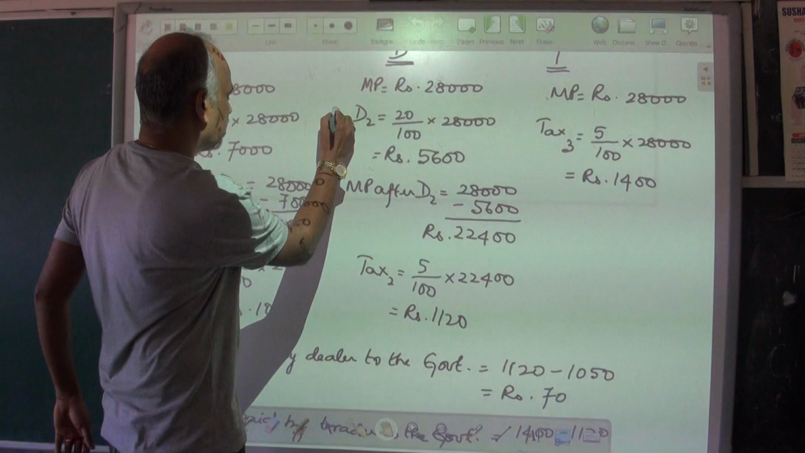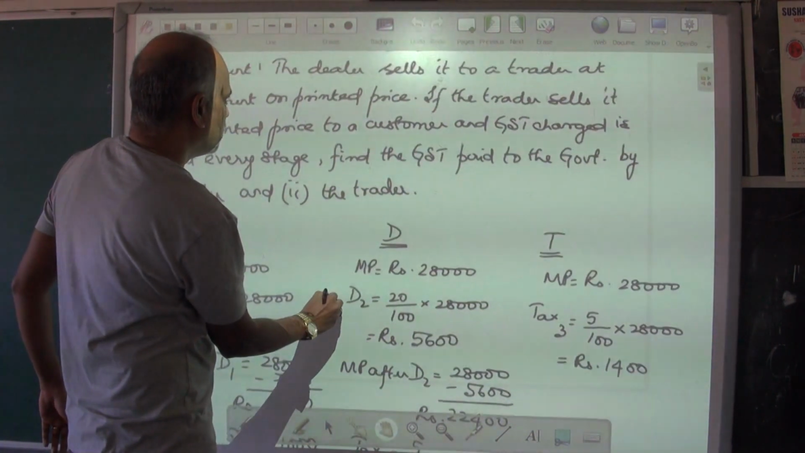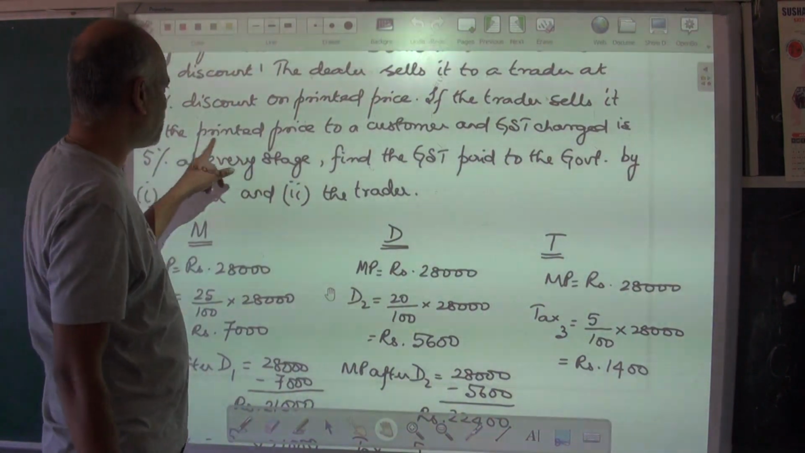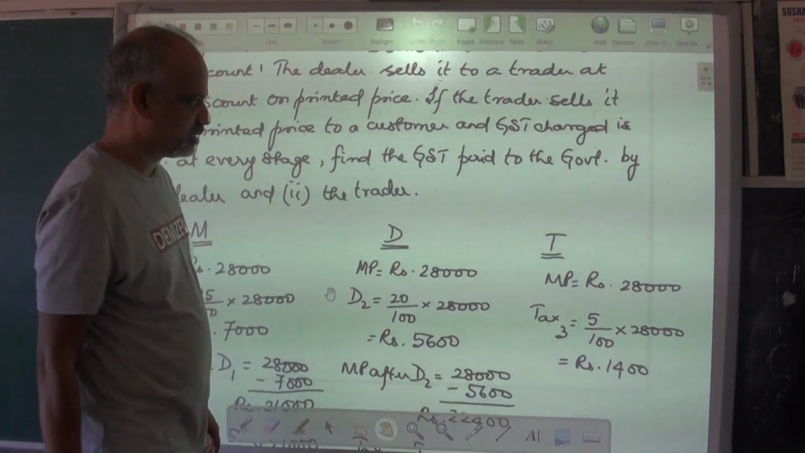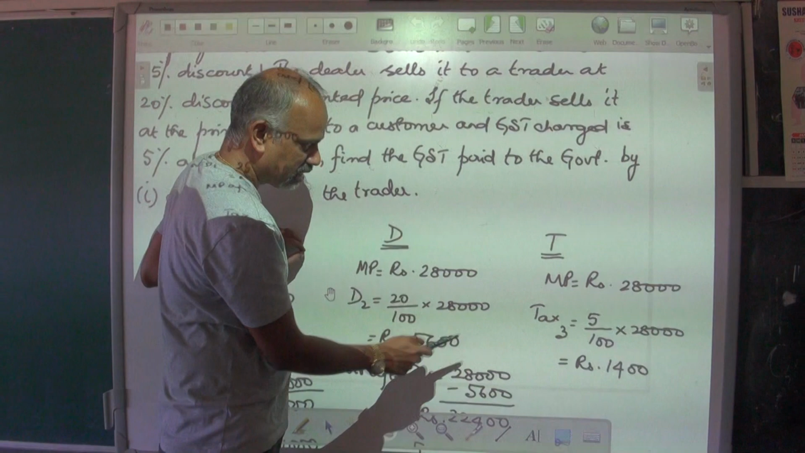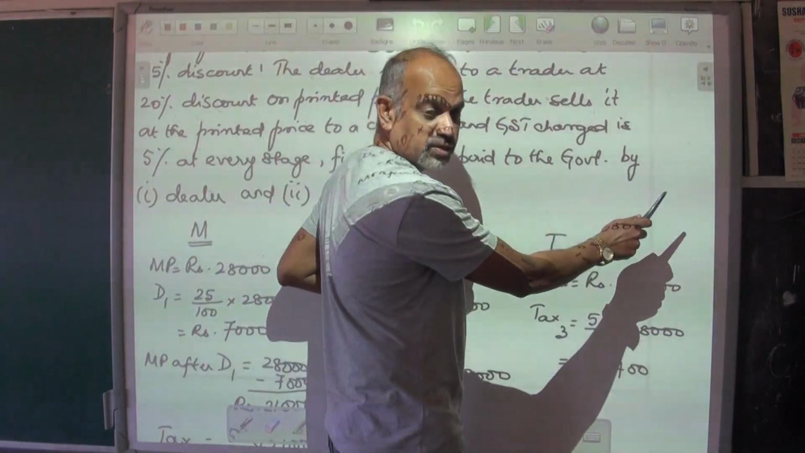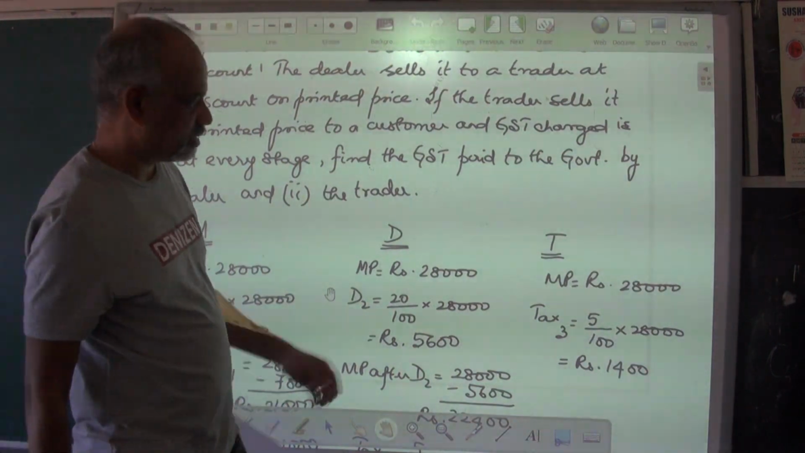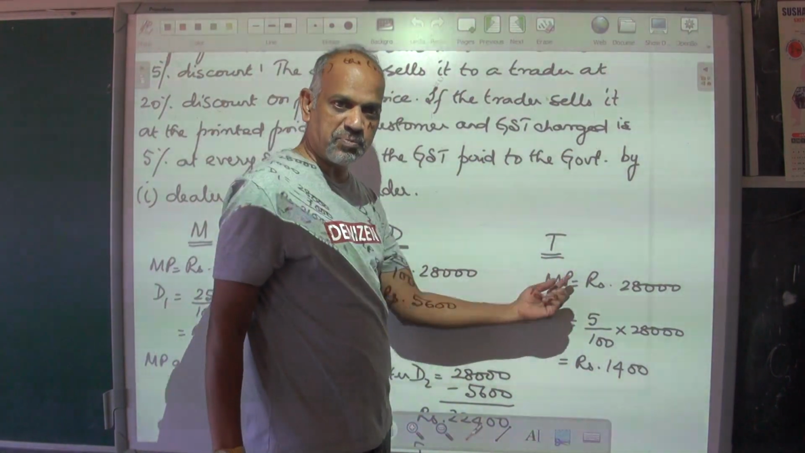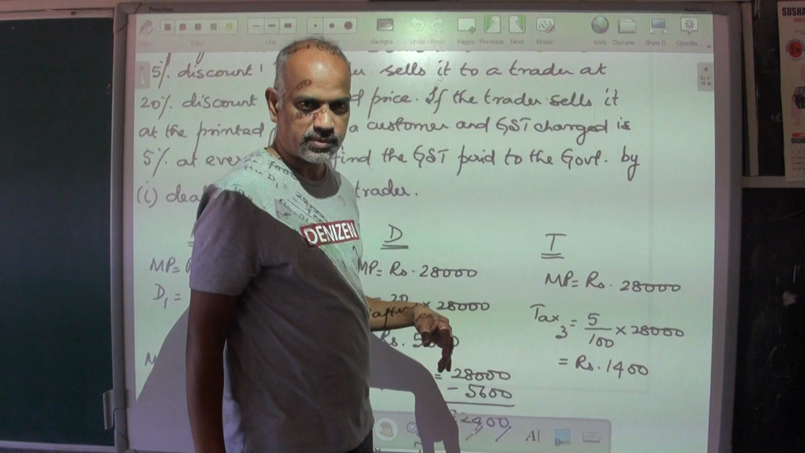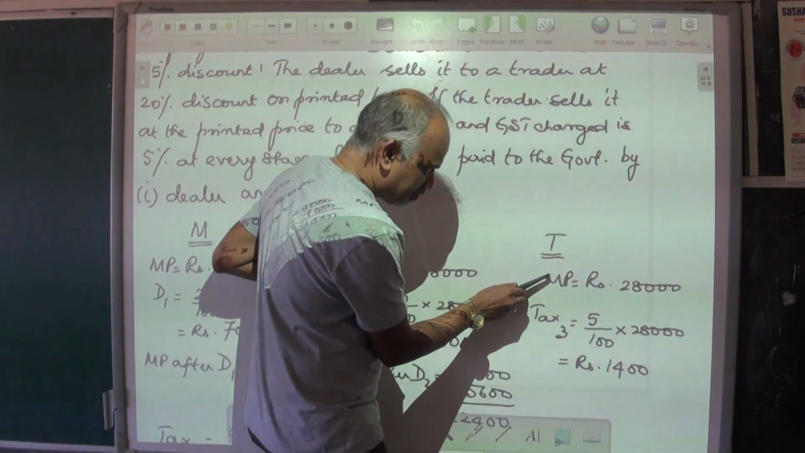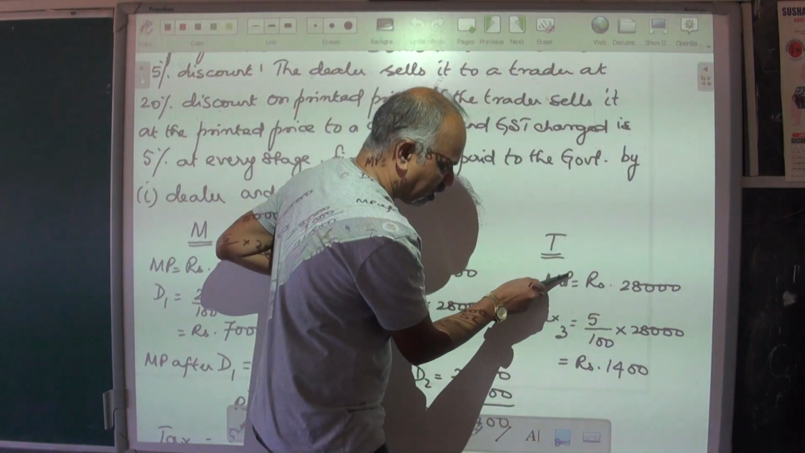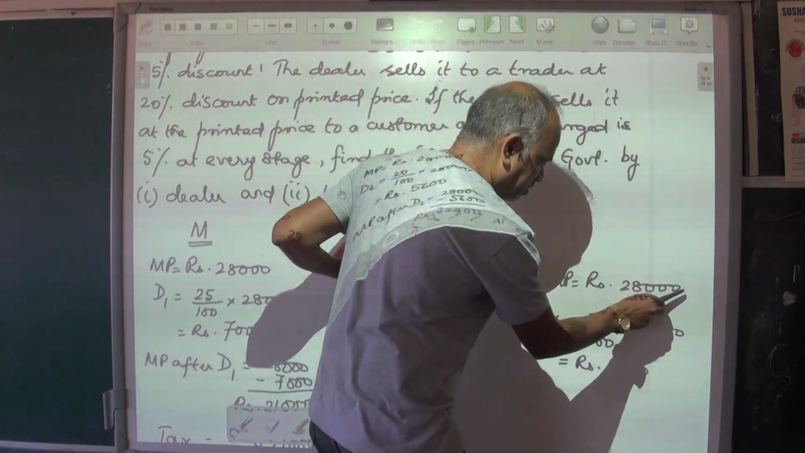That calculation is done. Now, if the trader sells it at the printed price to a customer, the trader bought it from him. Now the trader is going to sell it to the customer at the printed price, it says. The trader is going to sell it at the printed price. He is not going to give any discount. Okay. So printed price means 28,000, which means the trader is going to sell it to the customer for the mark price of rupees 28,000.